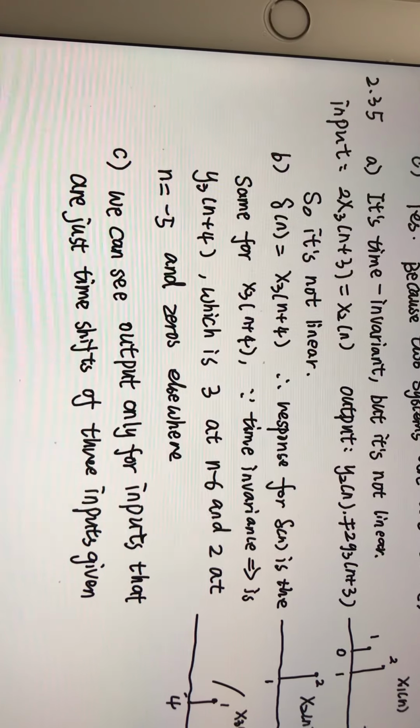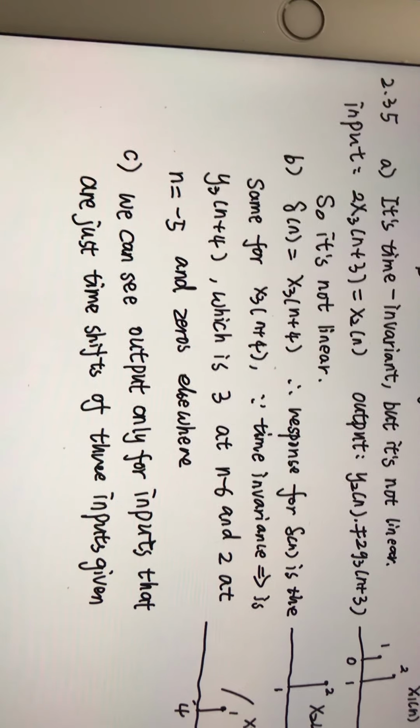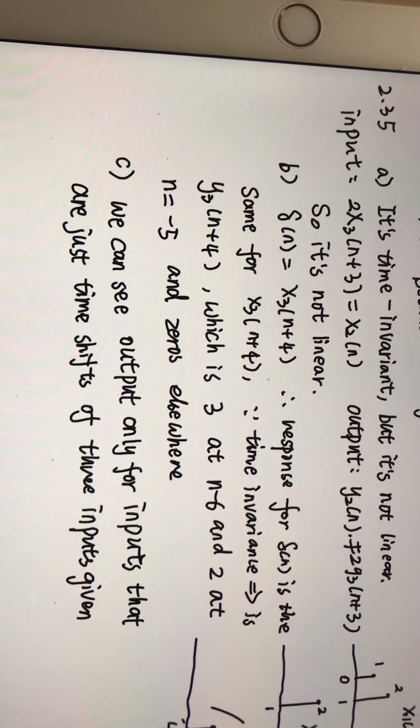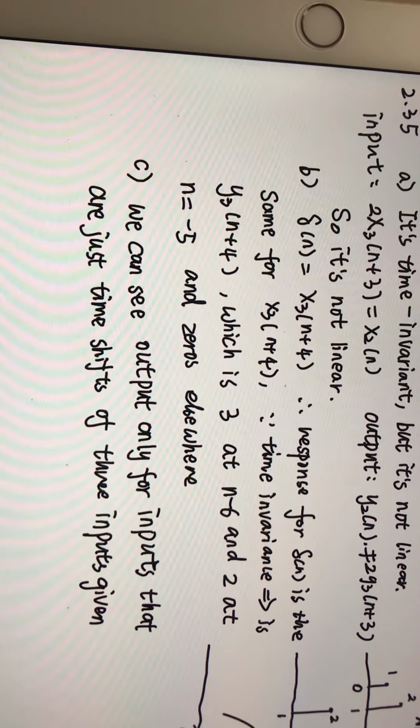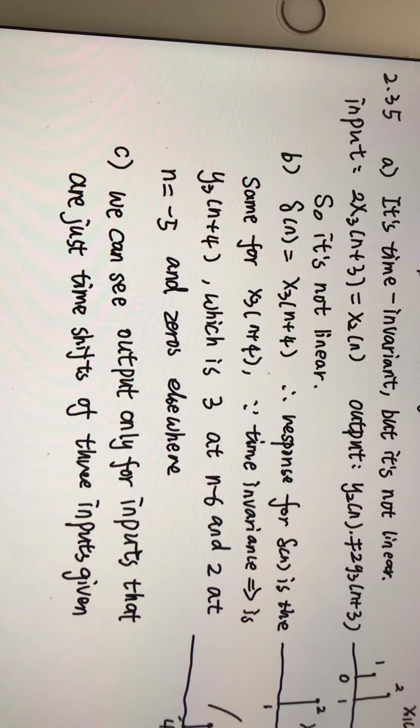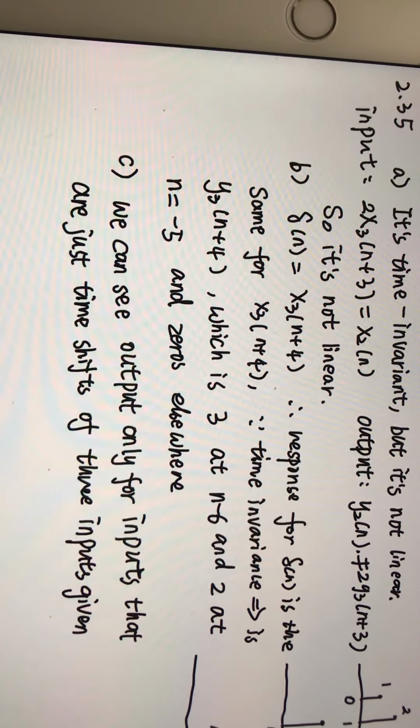And for the last question of this, what are all possible input x[n] functions for which the response of the system T can be determined from the given information alone? We can find that the output is determined only for inputs that are just the time shifts of the 3 inputs given.